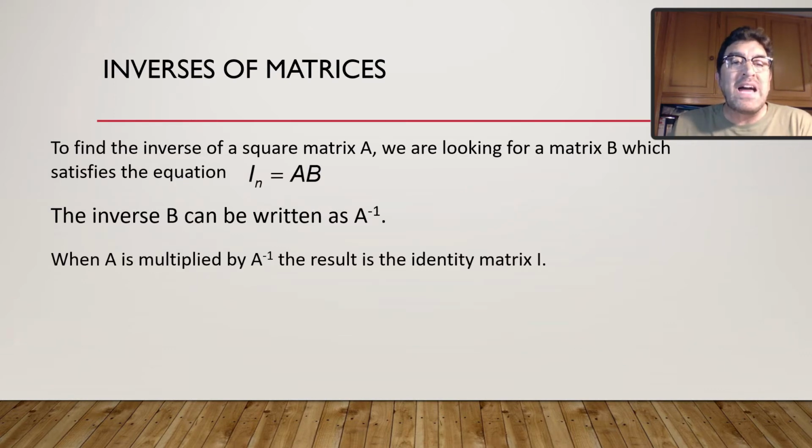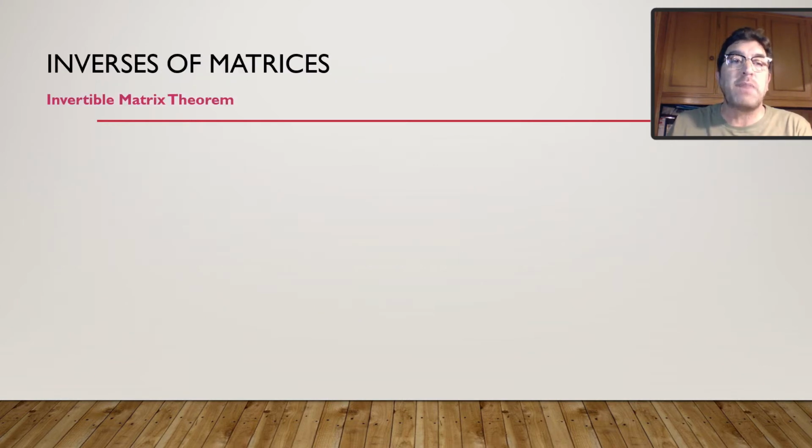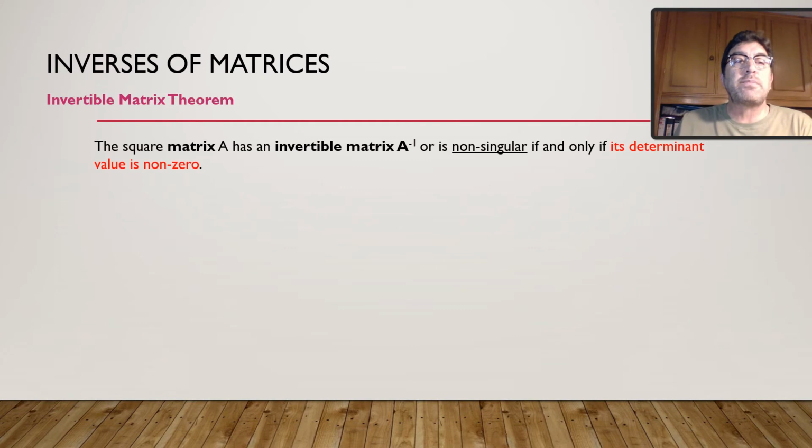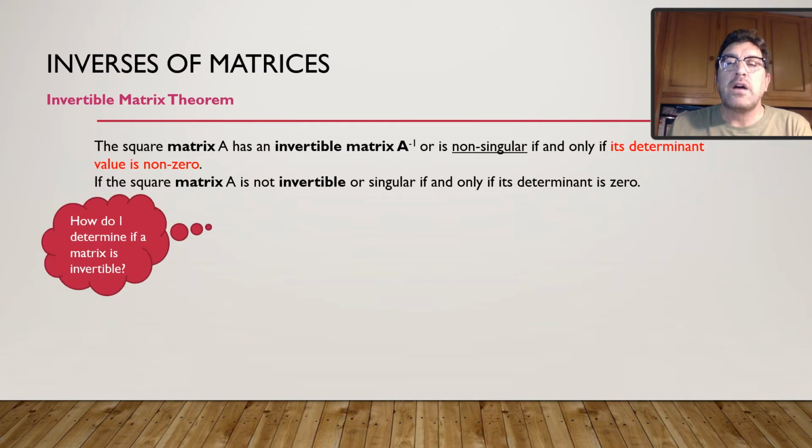So when A is multiplied with its inverse, the result will always be the identity matrix. That's a fact, folks. Whether you multiply A with A inverse or A inverse with A, the result is always going to be the identity matrix. So, the invertible matrix theorem: we say a matrix is invertible or non-singular if the determinant of the matrix is not naught. You've heard that quite often, so that should sink in quite well. If the square matrix is not invertible, the determinant is 0.